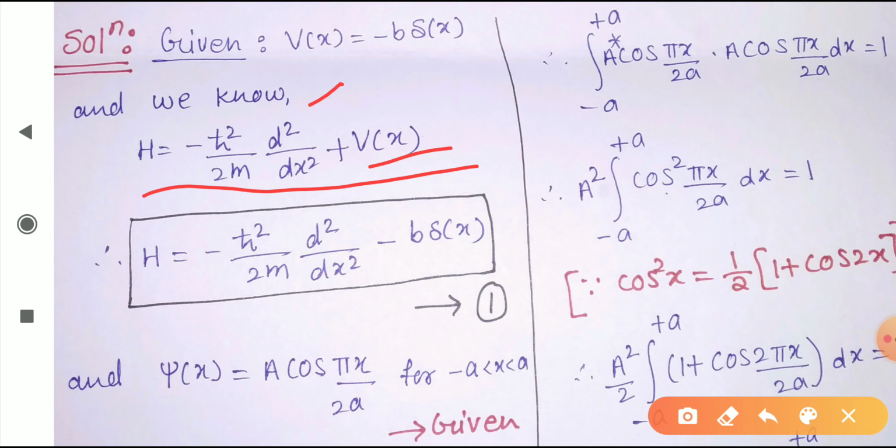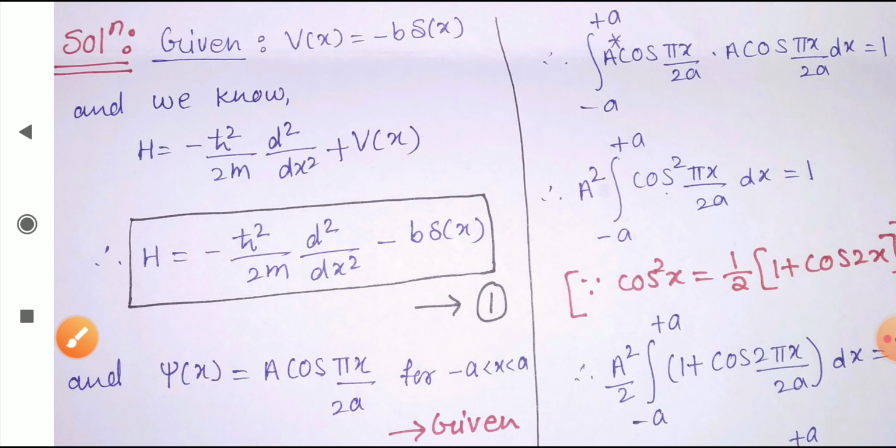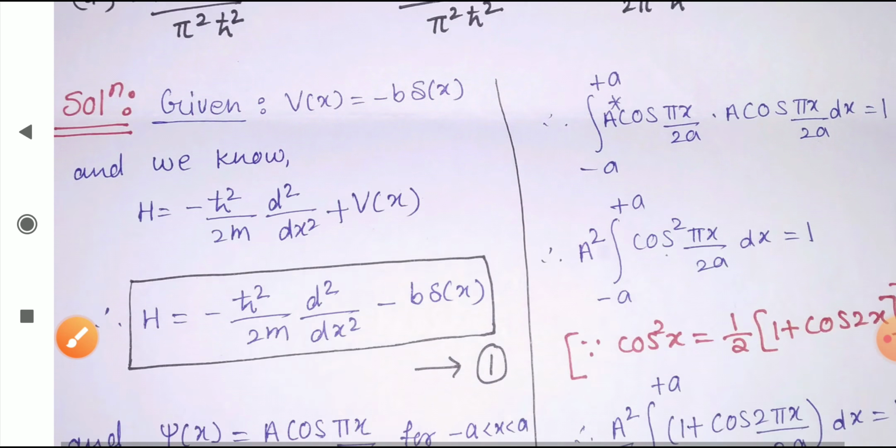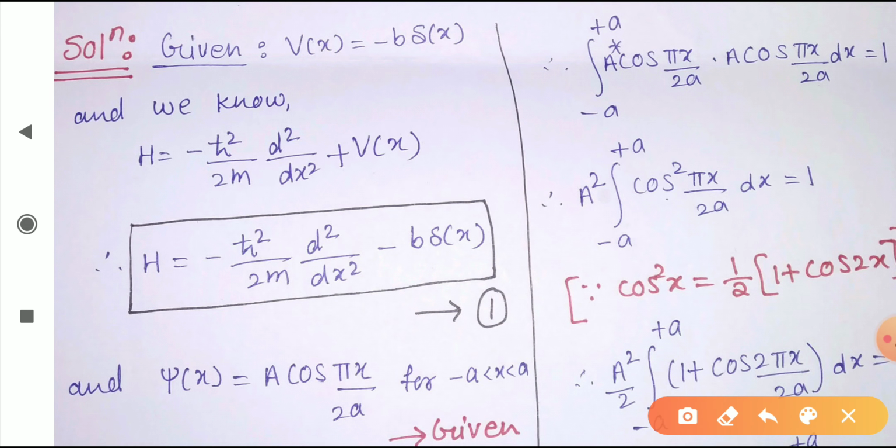Now v of x which is given in the question is minus B delta of x. So I will substitute this here, and since we have a plus and a minus sign, it becomes minus. So we will get this Hamiltonian equation, which we will use to solve the numerical further.